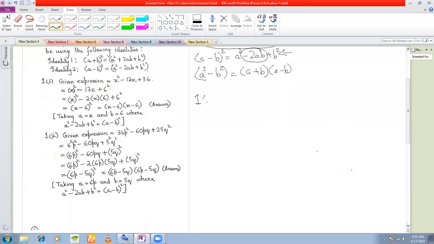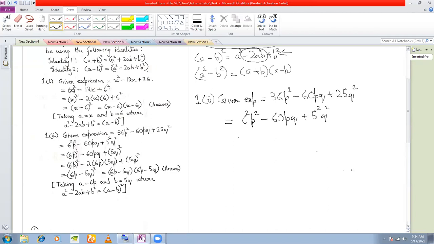Given expression here is 36p square minus 60pq plus 25q square. So what you realize here is 36 is a perfect square. So this is 6 square p square. You write 60pq as it is. And 25 is a perfect square. So you write this as 5 square q square.